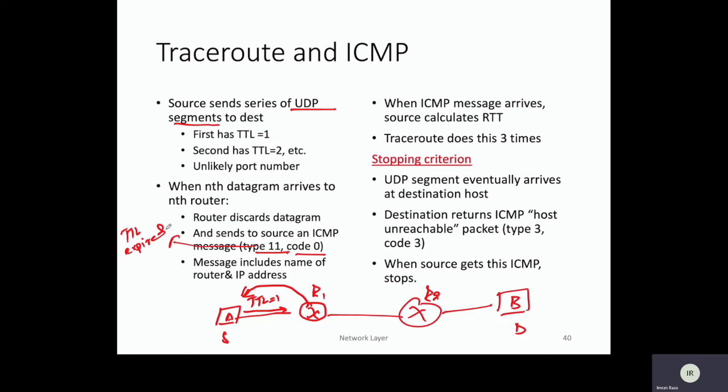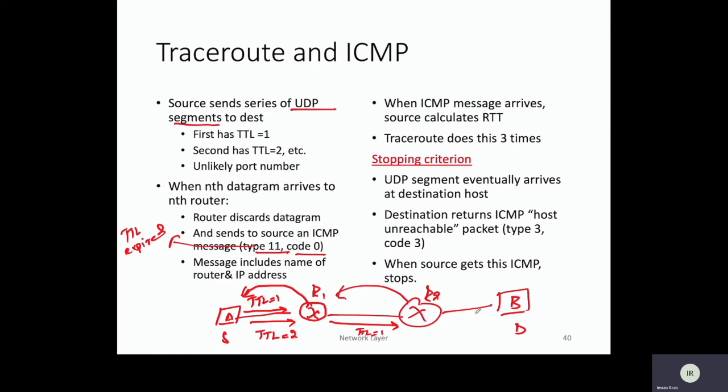Okay. So next time, this source A sends another segment, and now in this UDP segment the TTL value is 2. So this router will decrement the TTL value by 1 and will send this UDP segment to router 2, where the TTL value is, you're right, 1. And as soon as this router receives this UDP segment, it decrements the TTL value by 1, its value becomes 0, and then it again sends back this type 11 and code 0 message.